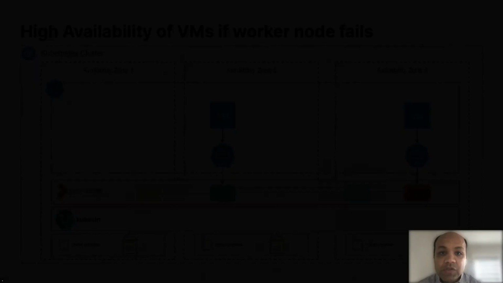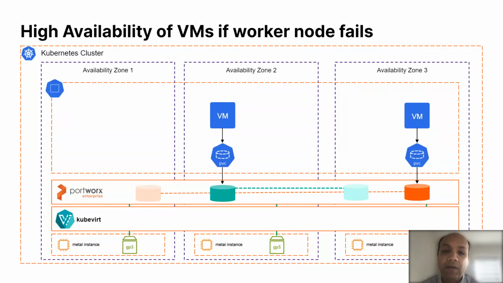So first and foremost, high availability of VMs. This is table stakes. VMware in its own stack with vSphere and vCenter and all of the tools that VMware provided, this was a given, right?